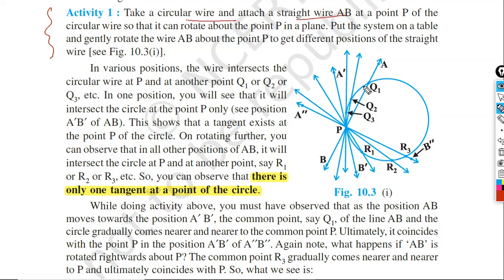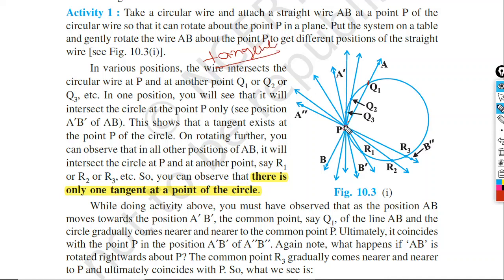Now suppose this circle is a circular wire, and suppose you are marking a fixed point P, and a straight wire, that is AB. Now suppose you are putting this AB like this. AB is intersecting the circle at P and Q1 in this case. Now if you put this in a straight way like this, so that the circle will intersect AB at only one point, that is P, in that case we can say it is a tangent.